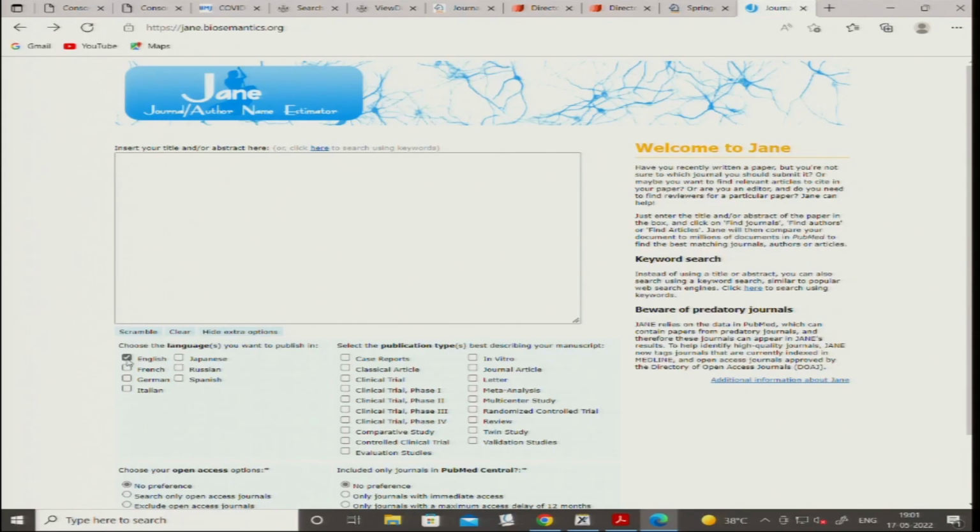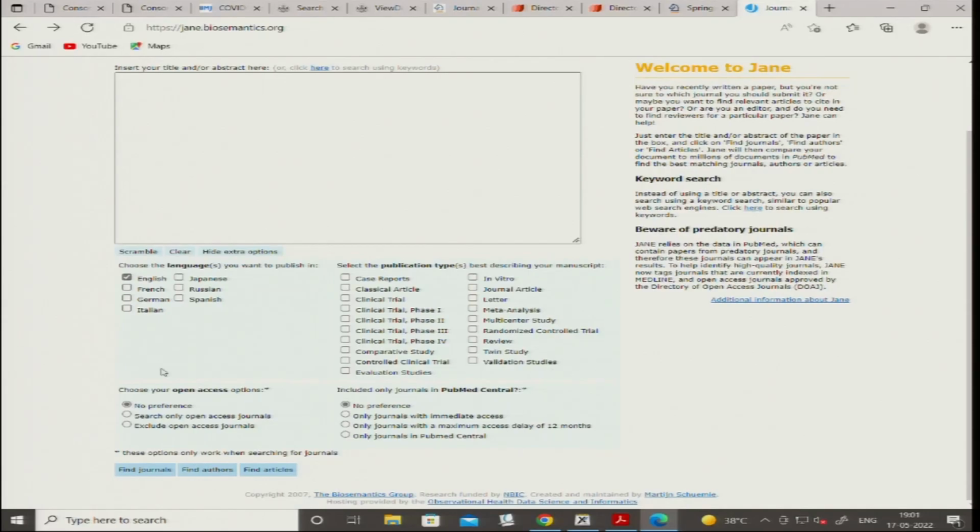Suppose you are publishing in the English language, right? And then you have to choose what you want to publish. Okay, so Jane is more about the medical journals. Now you can choose your preference after choosing the language. On the left hand side you have two options. First you can choose the language, and then you can choose your open access options, right? So when you see the open access, you can search only open access journals, and you can exclude open access, or you can have no preference.